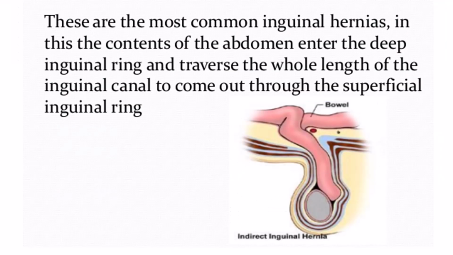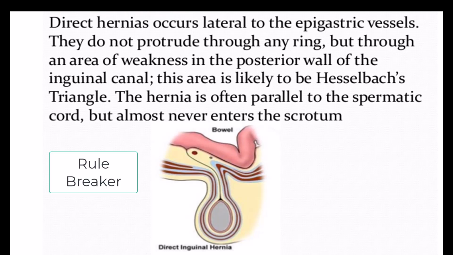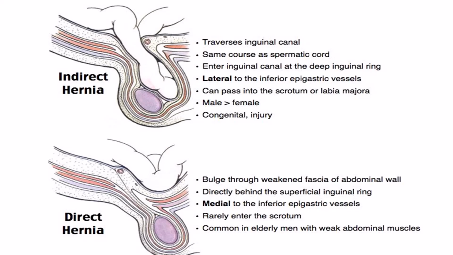Indirect inguinal hernia, you have to remember, is a rule follower. It's going to follow the rule. While a direct inguinal hernia is not going to follow the rule. It's a rule breaker. So it comes up directly and is not going to follow a rule. If you remember these 2 points, you will never forget. First I'm talking about indirect inguinal hernia, that is a rule follower.